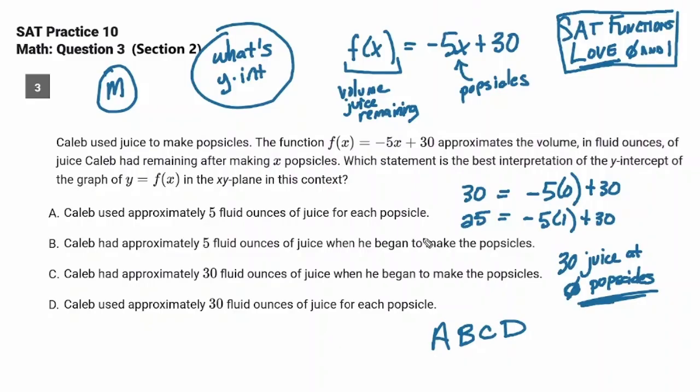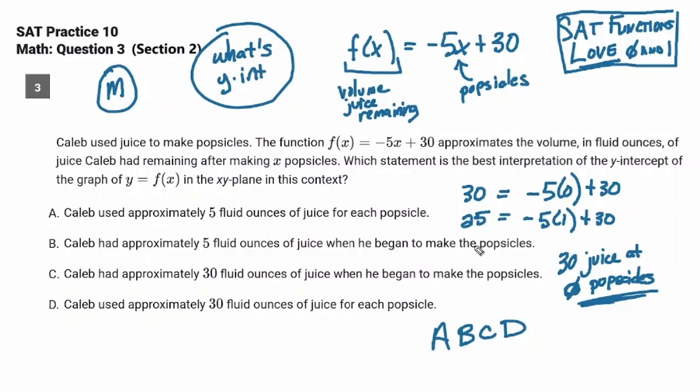Well, that looks like it's true, and a lot of people are going to keep this, so we're going to keep it for now, right? That's definitely true. You got 30 at 0 popsicles, 25 at 1 popsicle. Looks like he used 5 for each popsicle. Keep it. B. Caleb had approximately 5 fluid ounces of juice when he began.